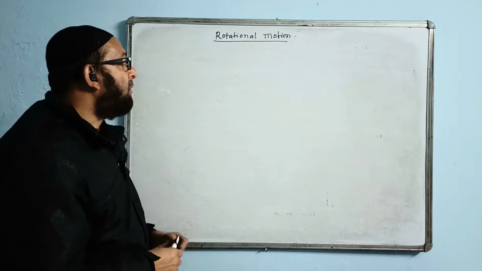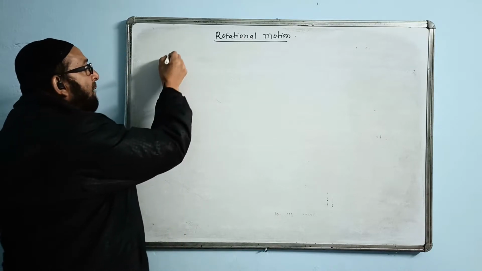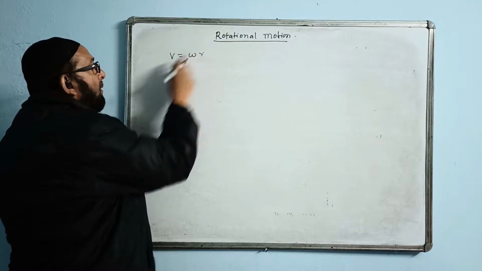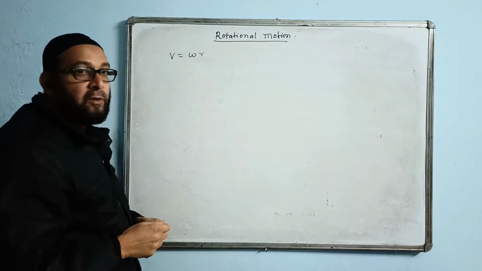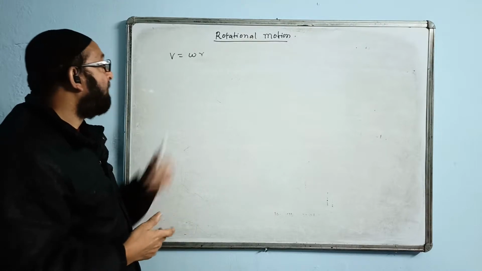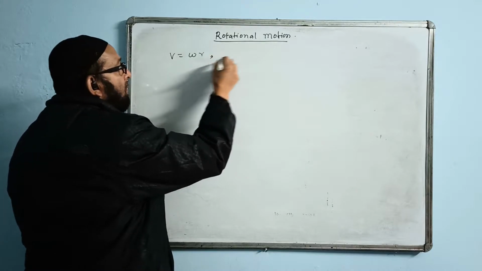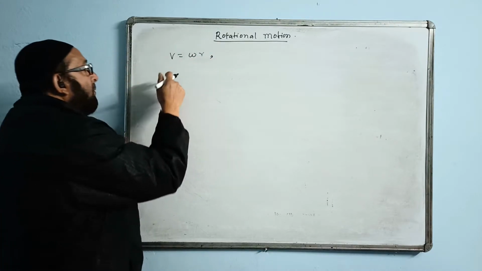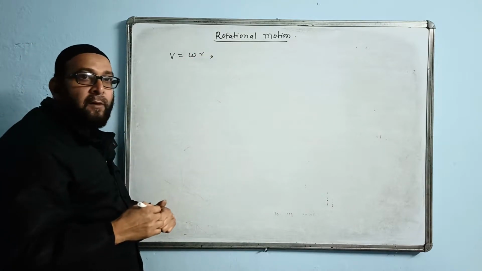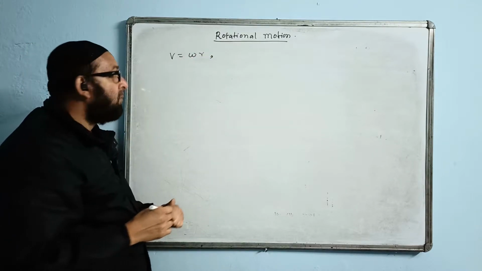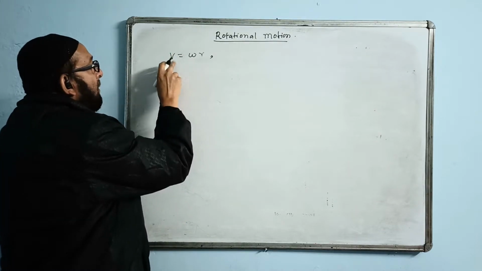In rotational motion, we have formulas like circular motion formulas. V is equal to r omega. V is linear velocity, omega is angular velocity and r is the radius. The rotational motion is very often compared with the linear motion. Like in linear motion we have v, out here we have omega.